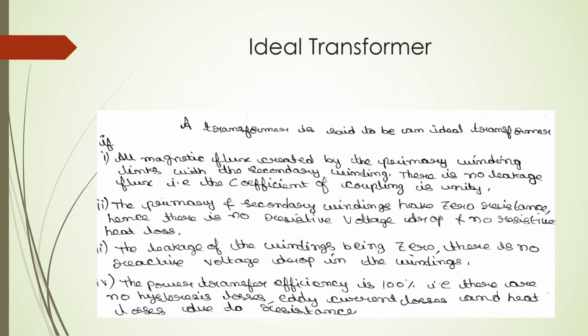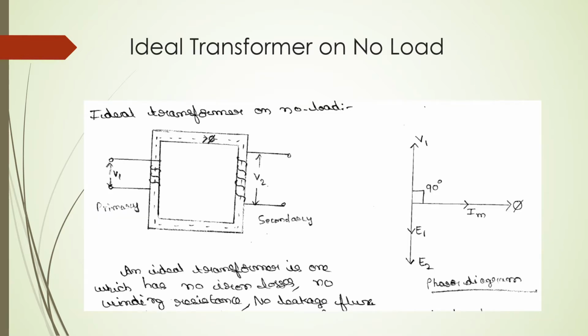The primary and secondary windings will have zero resistance and the leakage of the windings is zero. The power transfer efficiency will be 100% and the permeability of the core will be infinite. The transformation ratio, or the turns ratio, is equal to the ratio of its primary to secondary voltages. So this is the figure of an ideal transformer on no load.